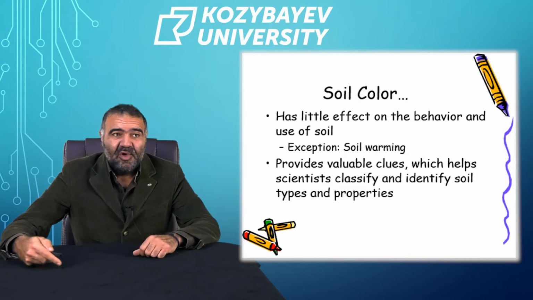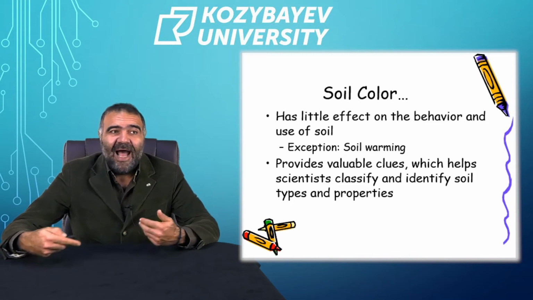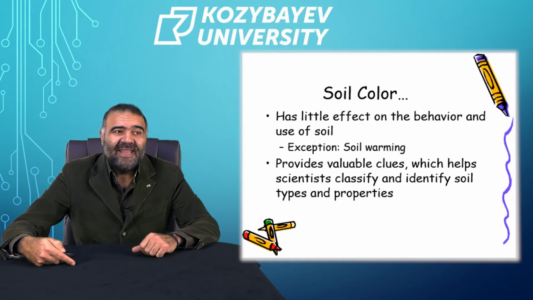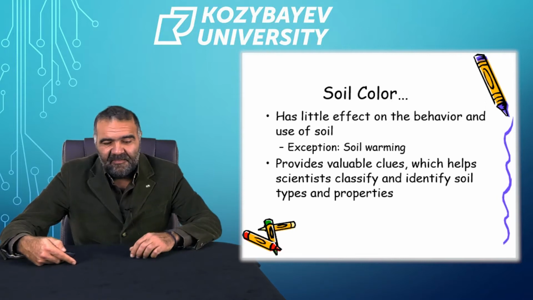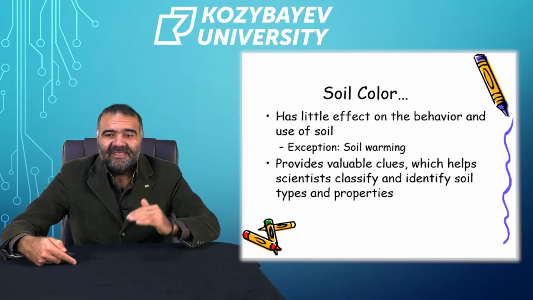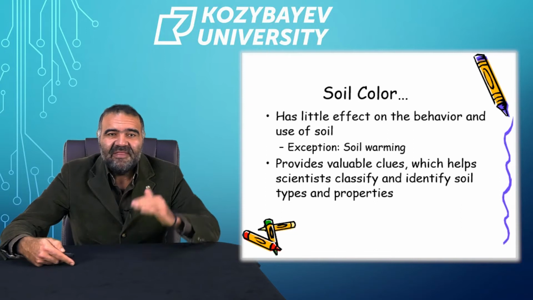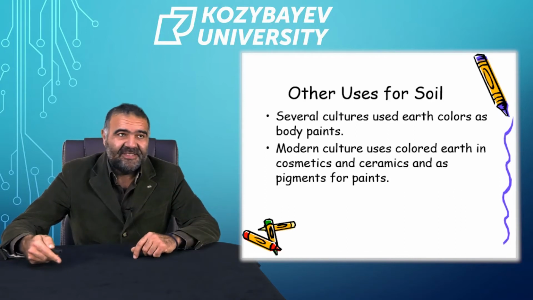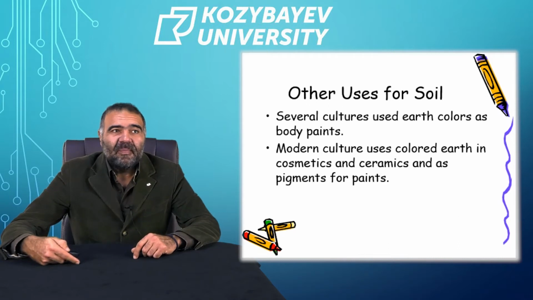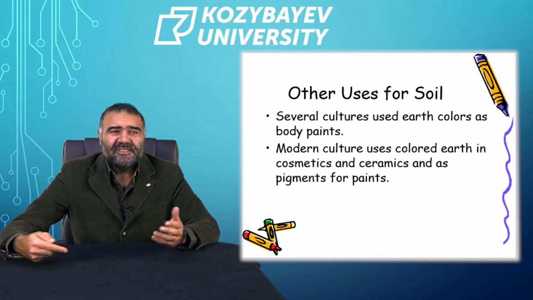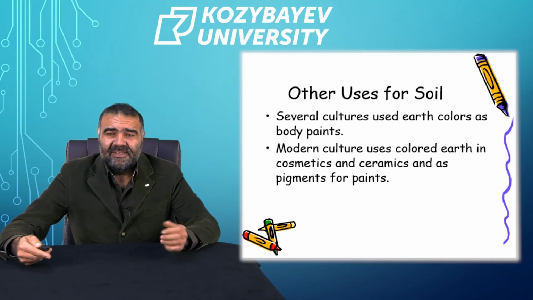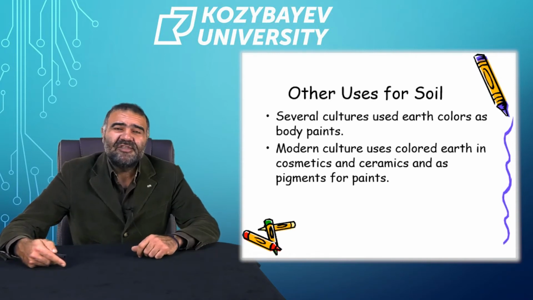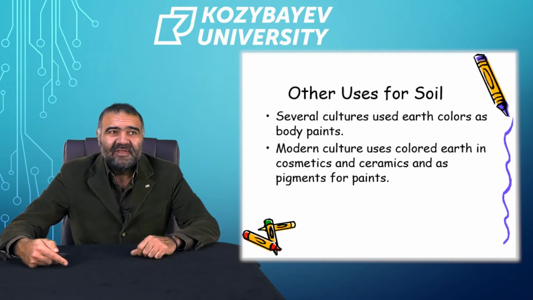It provides, of course, valuable clues, which help scientists to classify and identify soil types and properties. Especially, we use soil colors sometimes to differentiate and understand the different soil horizons or soil layers. Of course, the color is most important.